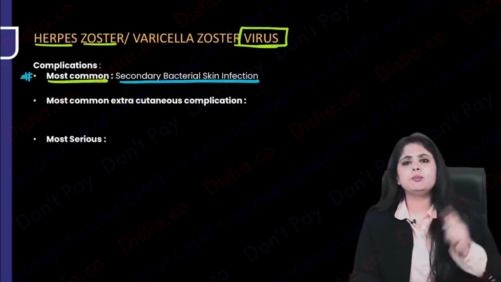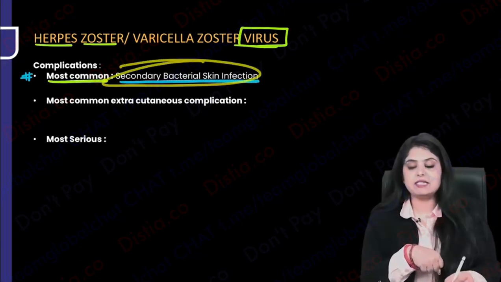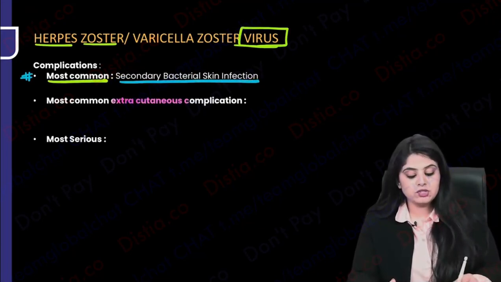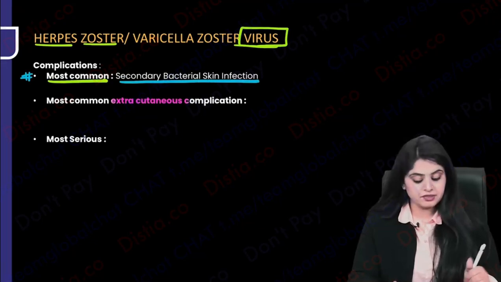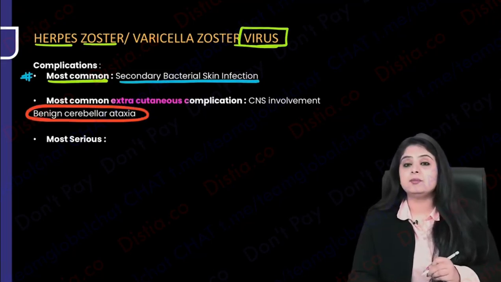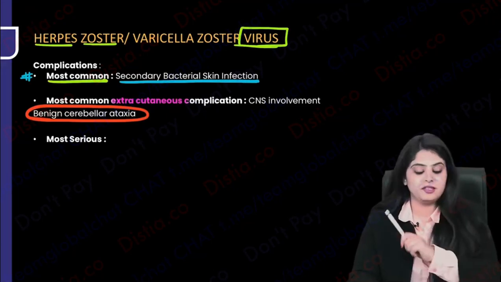Toh ye toh skin ke upar skin ka problem hai na. Chickenpox was a skin problem. Now I am saying another bacterial skin infection occurs, that is also skin infection, right? But if they ask you which is the extracutaneous complication, that is CNS involvement. And what happens in the CNS? Please note, there is benign cerebellar ataxia. That is a problem that can happen outside the skin. Toh skin ke alawa CNS, benign cerebellar ataxia.